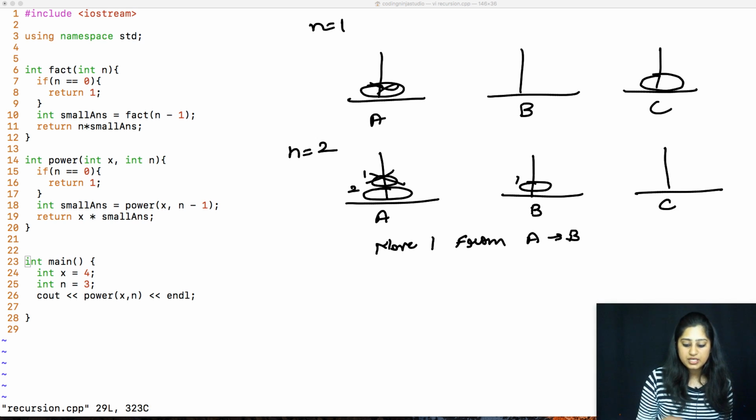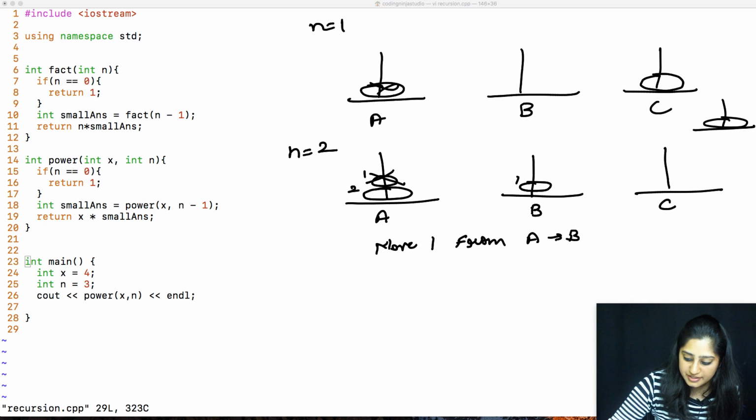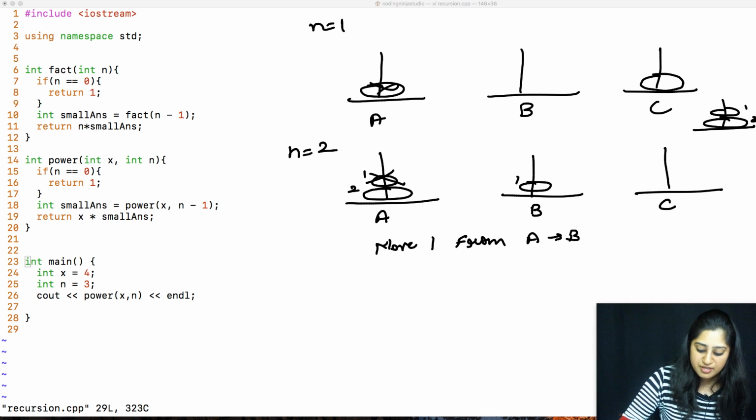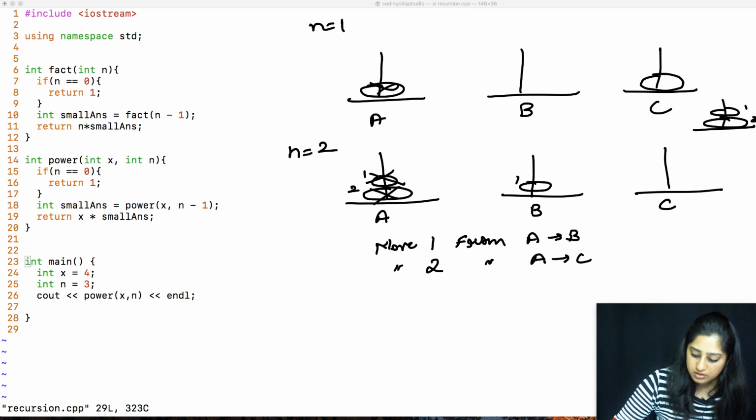Next thing that I need to do is, this is my target configuration, right? The target that I have to achieve. So what I should next do is simply move 2 from A to C. I can do that. So let's do this. Move 2 from A to C. So I have 2 here.